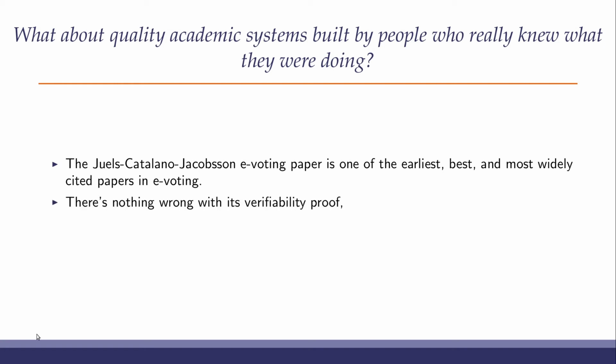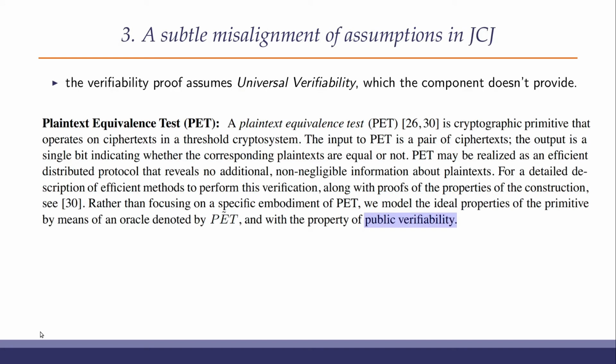There's nothing wrong with the proof in the paper, and there's nothing wrong with the components that it refers to as it's building its protocol. But there's a really critical misalignment of assumptions between what it assumes in the proof and what is actually provided by the component that it uses. In this particular case, the component is called a plaintext equivalence test, and it's a distributed protocol for assessing whether two ciphertexts encrypt the same plaintext or not, designed for use in a scenario where the decryption key is secret shared among a series of authorities.